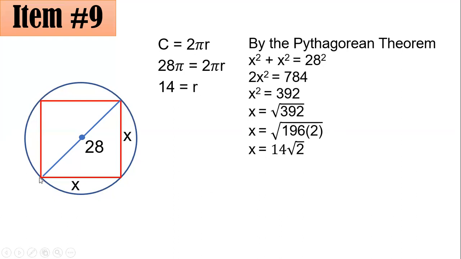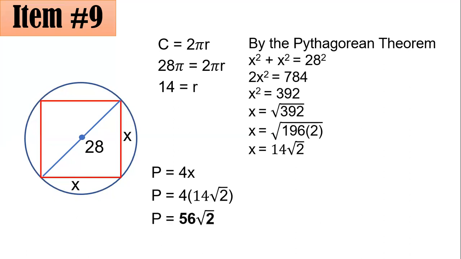Therefore, the side of a square is 14 square root of 2. And since we are looking for the perimeter of your square, and perimeter is 4 times the side, P here is equal to 4x. And by substitution, P equals 4 times 14 square root of 2. In multiplying them, we just multiply the 4 and 14, which is 56, and attach the square root of 2. Hence, letter A is the correct answer.